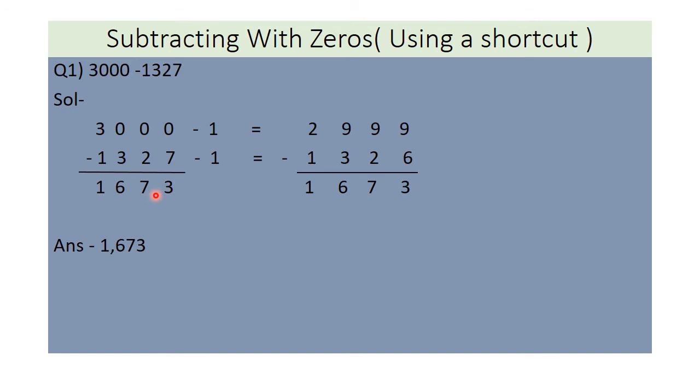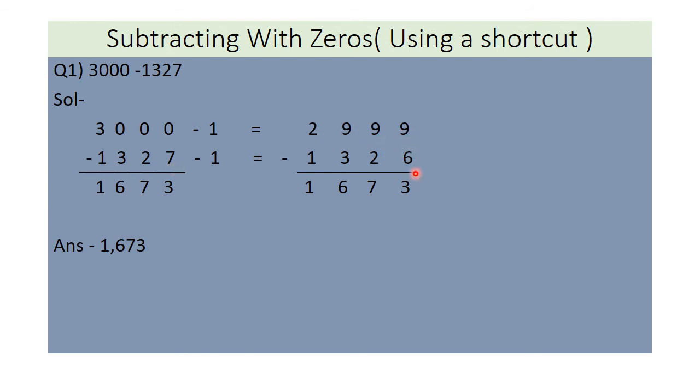Now there is one shortcut method also which you can use to check whether you are able to get the same answer or not. Though you will get the same answer, in case you face any difficulty while subtracting with zeros, you can use this, right? You simply have to subtract 1 from the minuend as well as from the subtrahend. So if you subtract 1 from the minuend, you will have 2,999, and here you can see that now there are no zeros, so the subtraction will be very easy for you, right? And then again you will subtract 1 from 1,327, so you will get 1,326, right?